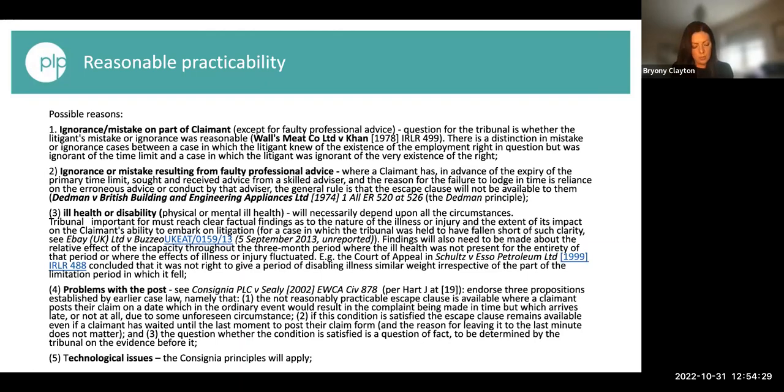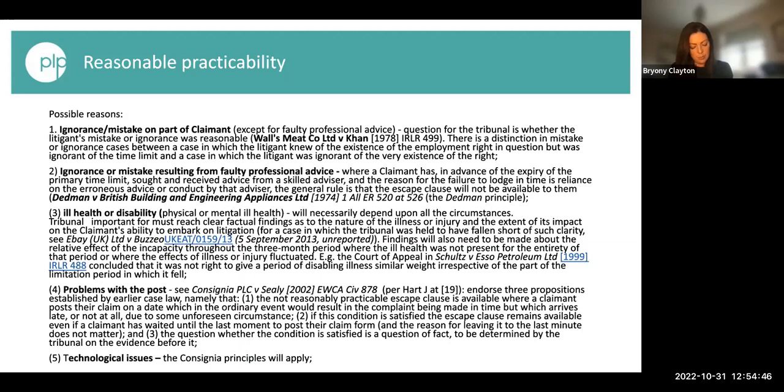Then the escape clause didn't apply. And then finally, technological issues. The Consignia principles will apply, although that was dealing with the postal service. It's capable of applying to claims lodged via the online portal.